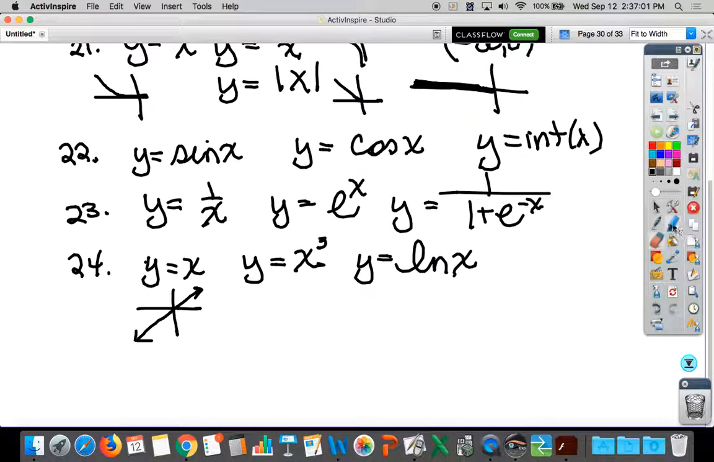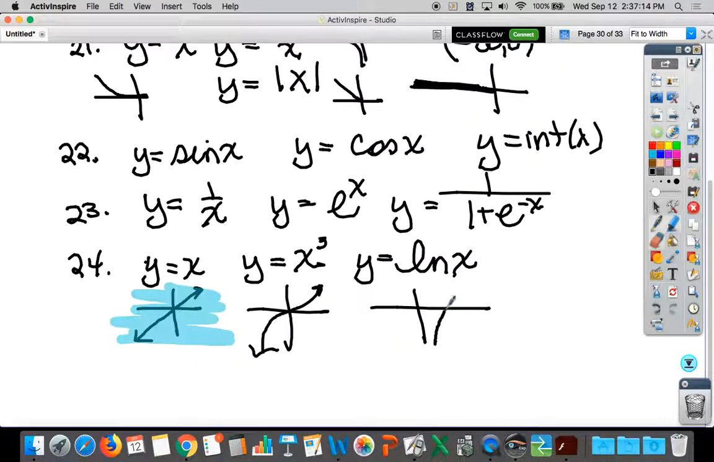If I start scanning, negative infinity to positive infinity. Same goes for the cubing function, negative infinity to positive infinity. Same goes for the logistic. It's continuing to go up, it goes up slowly, but it's negative to positive. All real numbers.